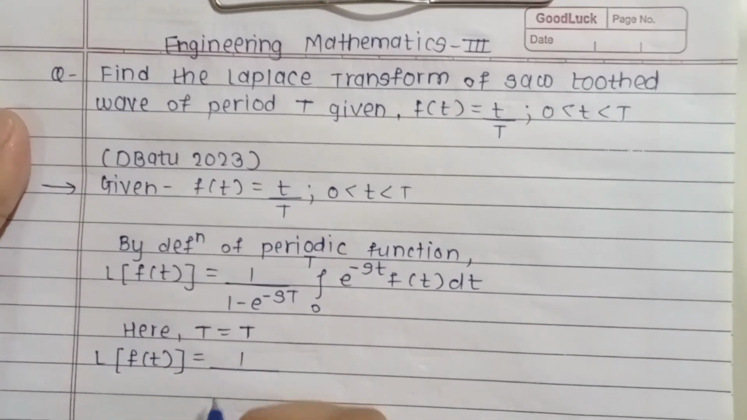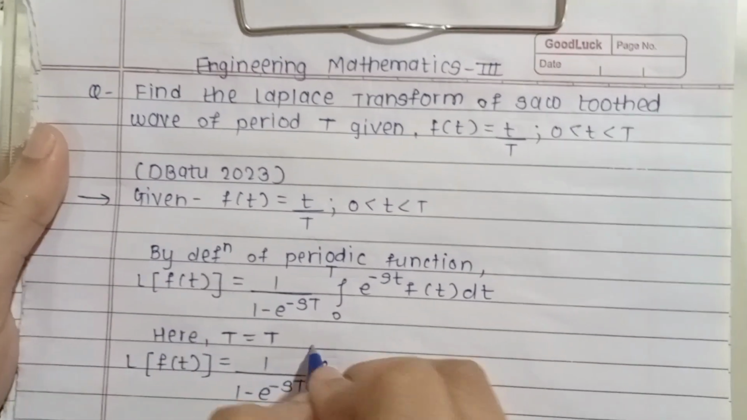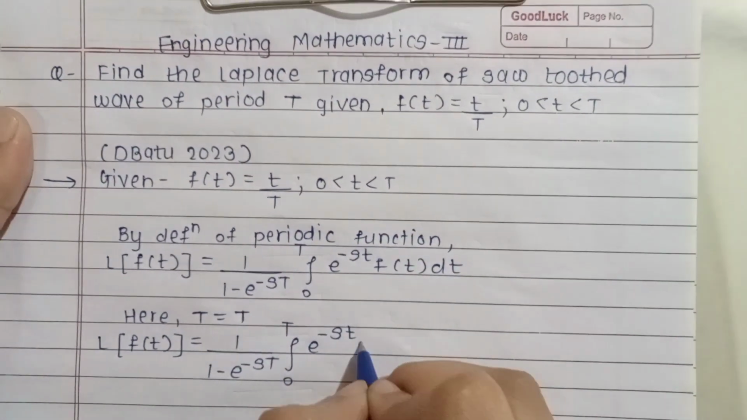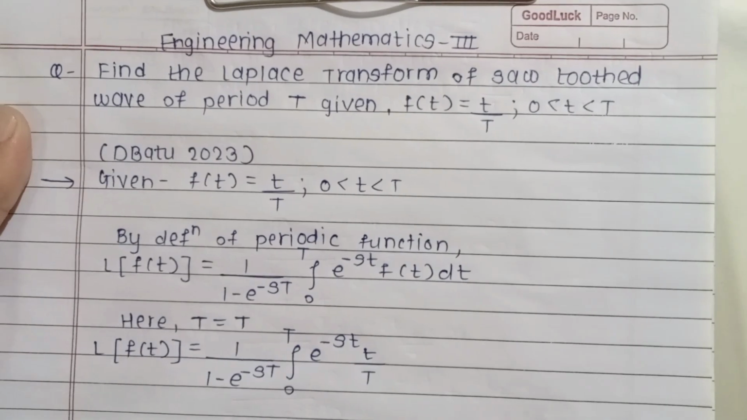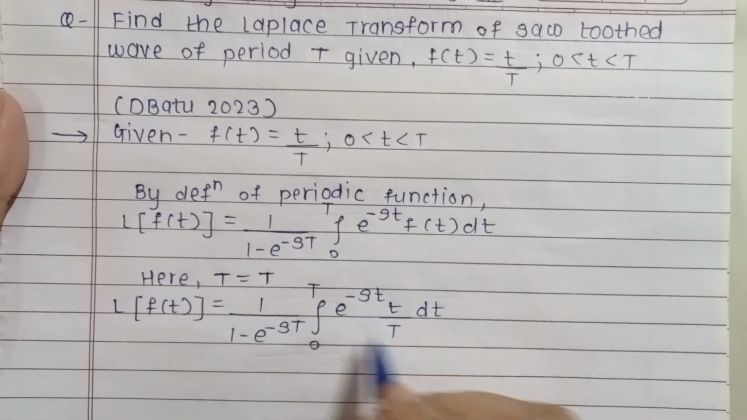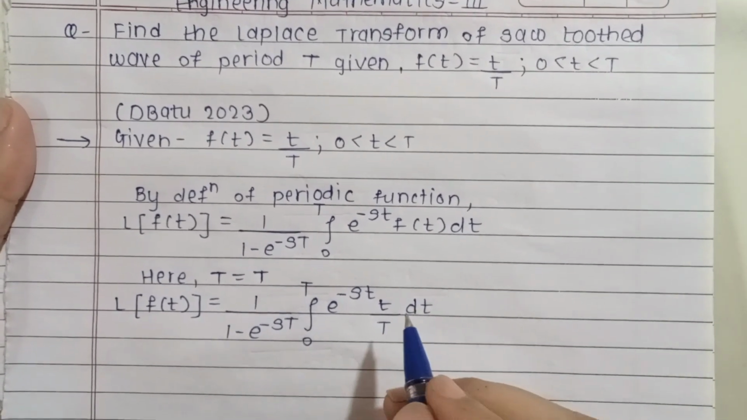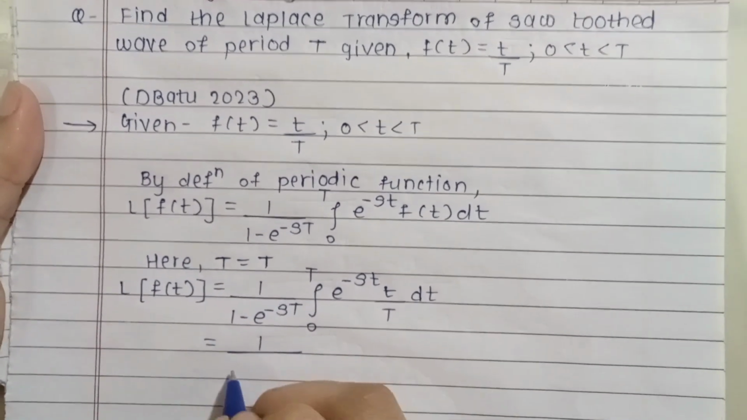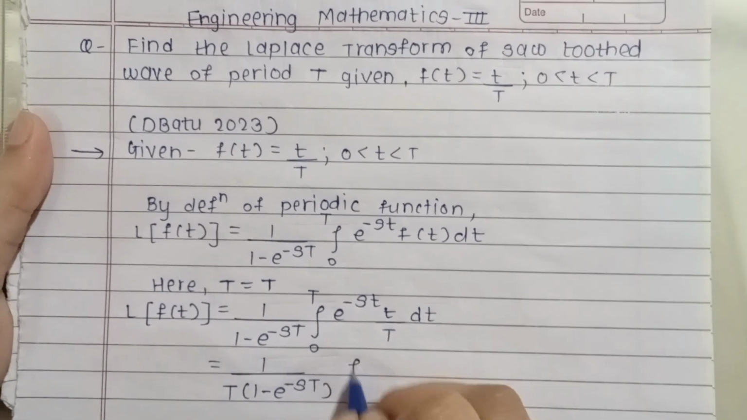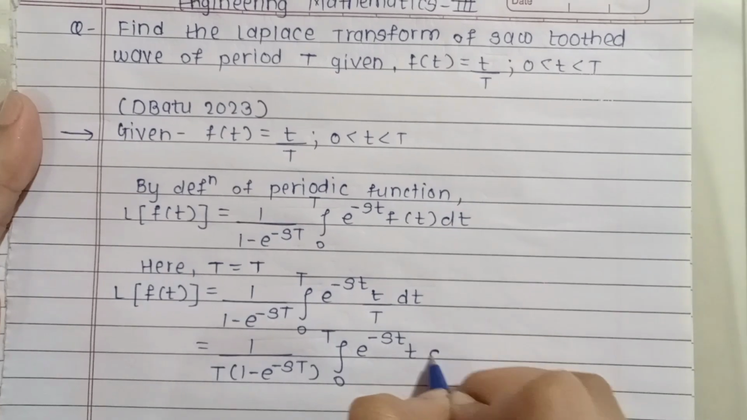That is, Laplace of f of t is equal to 1 upon 1 minus e raised to minus s capital T, integration from 0 to T, e raised to minus st, and the value of f of t is nothing but small t upon capital T, with respect to t. Here the integration is with respect to small t, so the capital T is nothing but the constant term. Taking out the constant term, we'll get 1 upon capital T in bracket 1 minus e raised to minus sT, integration from 0 to T, e raised to minus st into t dt.